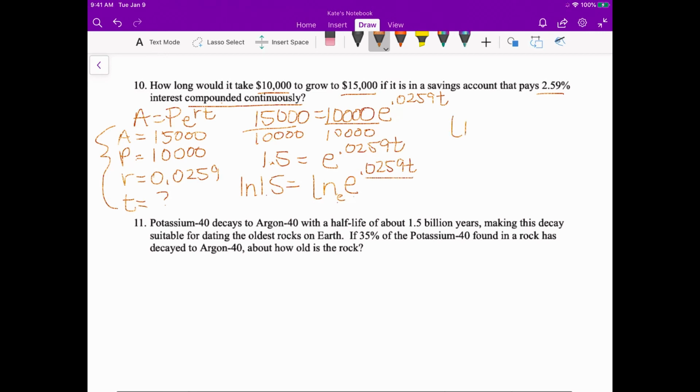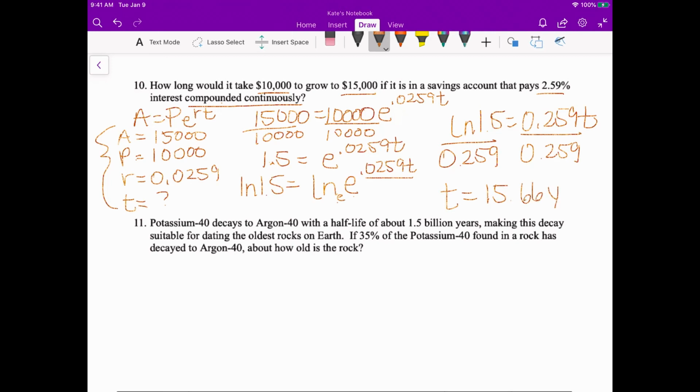So we end up with the natural log of 1.5 equals 0.0259t. I'll divide both sides by 0.0259, and then we end up that t equals 15.66 years. And then that is your final answer.